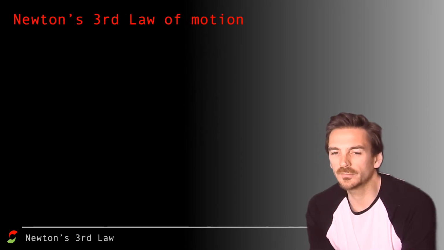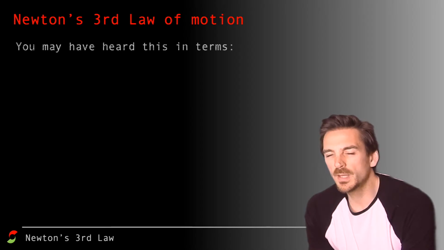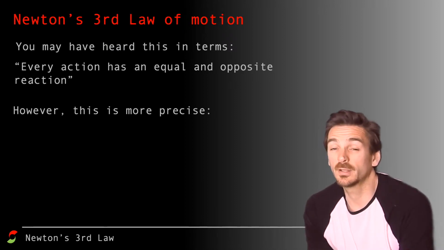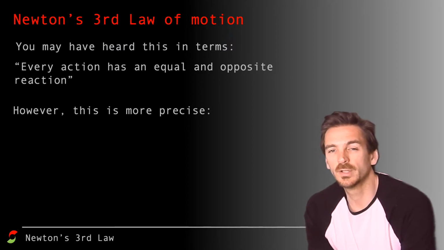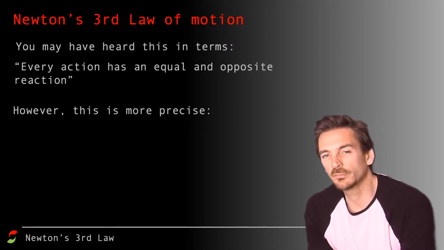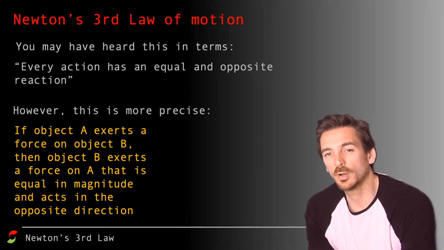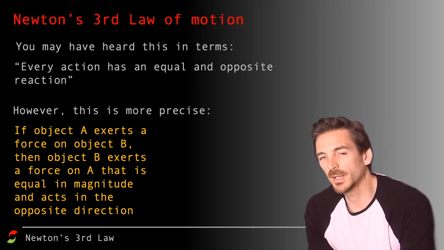So let's get looking at Newton's third law of motion then. You may have heard it in these terms before, in that every action has an equal and opposite reaction. However, that's really not scientific enough. It's more of a layman's description of what Newton's third law is. The more scientific description is obviously going to be a little bit more complicated, and it reads like this. When object A exerts a force on object B, then object B exerts a force on object A that is equal in magnitude and opposite in direction. I guess that's a more complicated way of saying every action has an equal and opposite reaction.